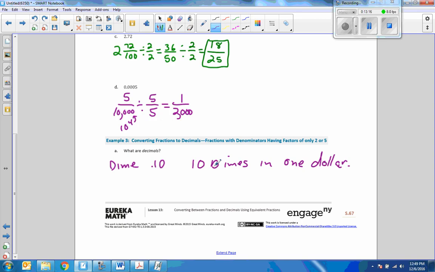There are 10 dimes in $1. Everybody knows that. 10 dimes in a dollar. So I divided a dollar into tenths, 10 dimes. Now if I divide each dime into pennies, there are 10 pennies in a dime. So if there are 10 pennies in a dime and there are 10 dimes in a dollar, there are 100 pennies in a dollar.